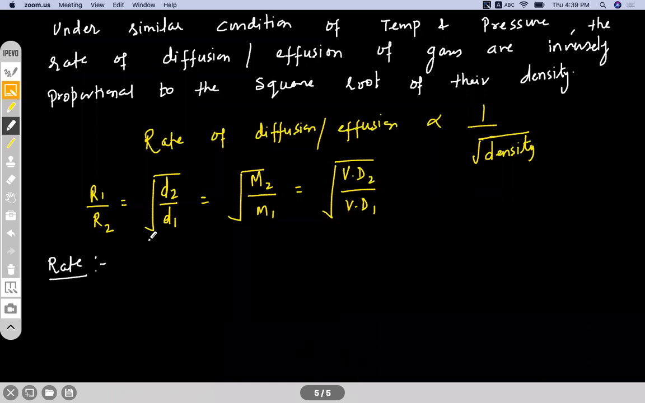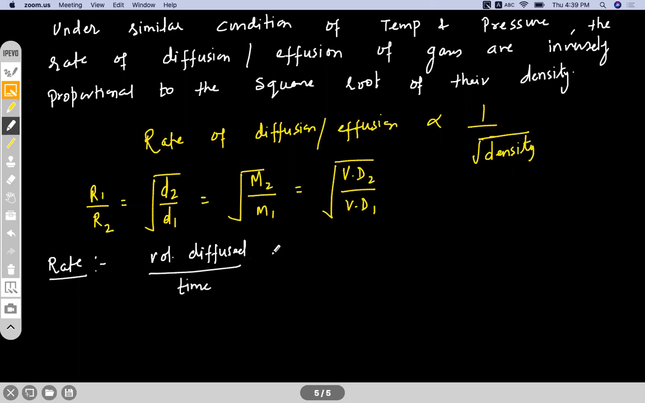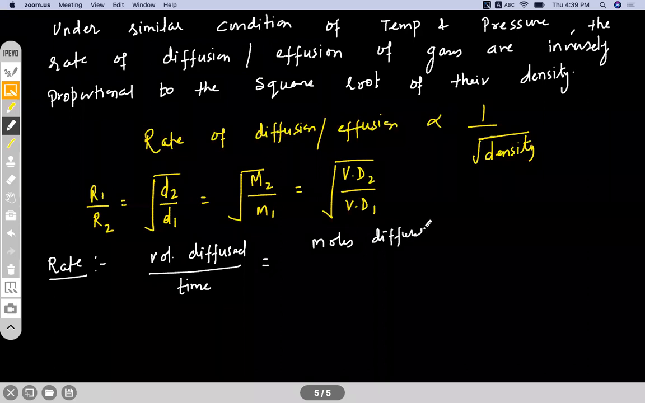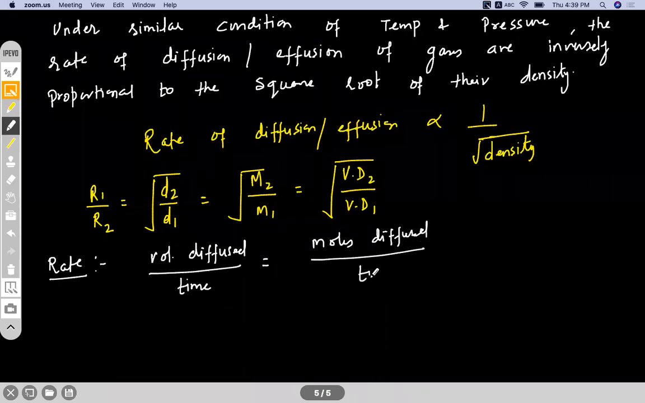Now, if you talk about gases, we can define rate by the volume diffused. If volume is given, that these many volumes diffuse in a given time, rate is volume diffused divided by the time required for this diffusion. Or we can also write the moles diffused or effused, divided by the time required for this diffusion. Or we can also write the distance traveled by the gaseous particle divided by the time required for this.